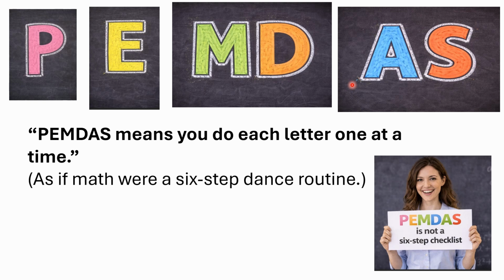And a lot of people, unfortunately, believe that PEMDAS means you do each letter one at a time. A lot of people don't understand that multiplication and division have equal precedence, and addition and subtraction have equal precedence. They memorize the order of these 6 letters, and they think it's like a 6-step checklist. It is not a 6-step checklist. I will have people insist all the time, well, I know PEMDAS, and I know that multiplication always comes before division because they see an M before the D.